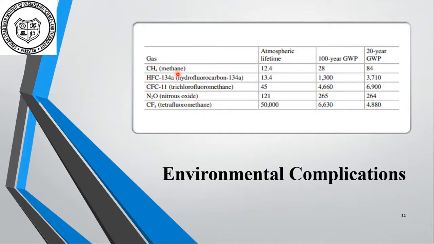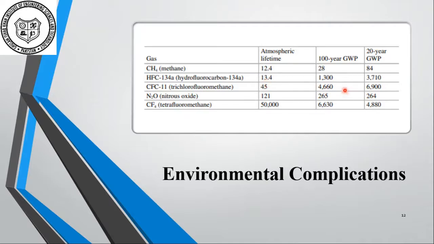So the first one is methane. Methane has an atmospheric lifetime of 12.4 years. Similarly, on a 100-year global warming potential, it scores 28. And for 20 years, methane has a global warming potential of 84. So that means in the initial 20 years, methane is more reactive or more damaging to the environment as compared to over 100 years. Similarly, we have hydrofluorocarbons that have an atmospheric lifetime of 13.4 years.